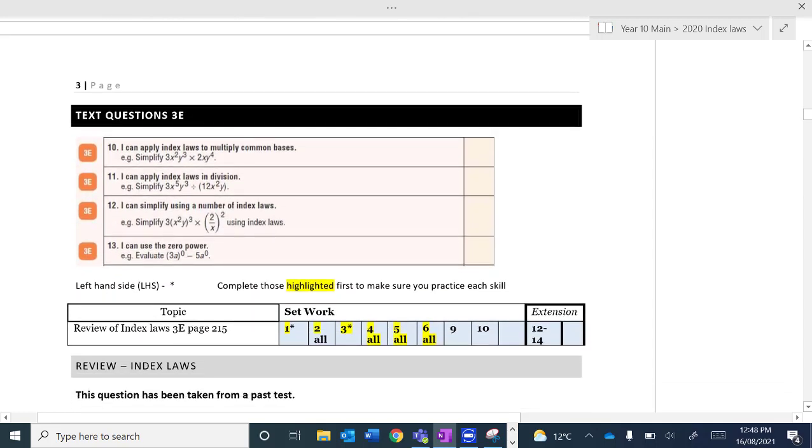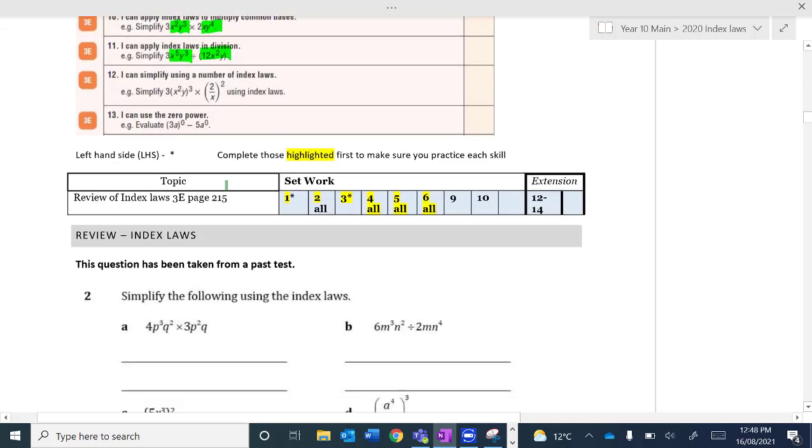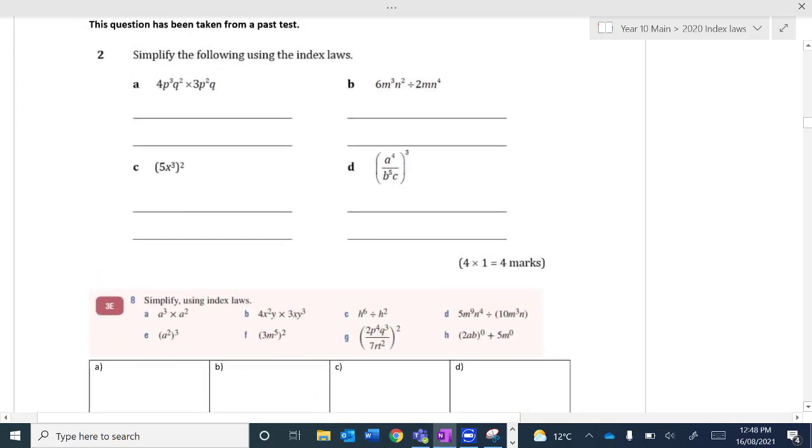Something just to add at the end there. Hopefully now you can see that we've applied index laws with common bases. So we can see here x is a base, x is a base, y is a base, y is a base, multiplying and doing the numbers separately and each index of the same base. Likewise, we've done the ones with division, and also we can simplify using a number of index laws. We're starting to get there. We'll do much bigger ones, in fact.